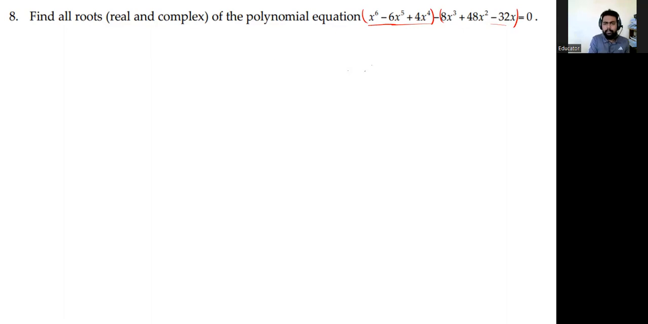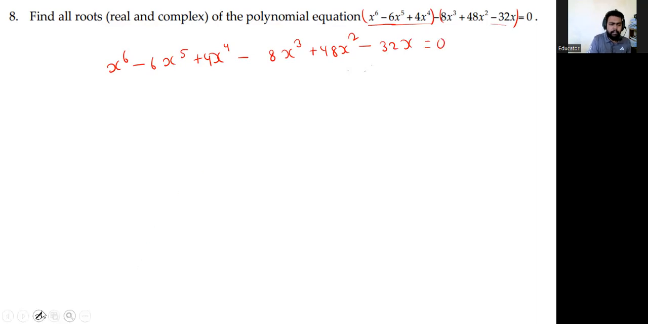Okay, so we are going to write the first group, that is x^6 minus 6x^5 plus 4x^4, and then negative 8x^3, plus 48x^2 and minus 32x is equal to 0. For this, I'm going to make a group for this part and for this part. So this is called factorization by grouping.